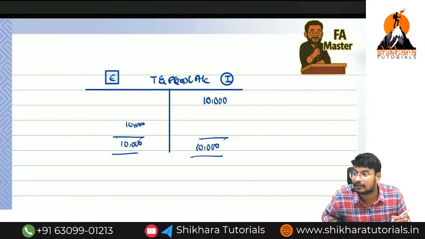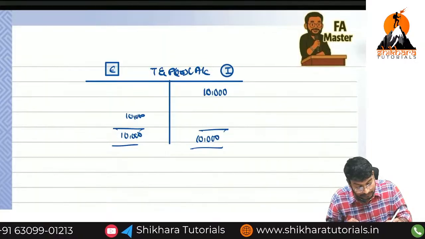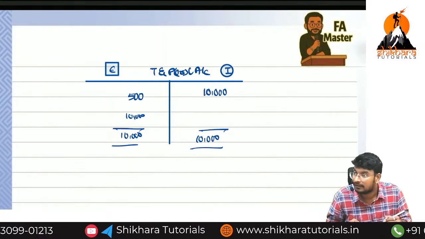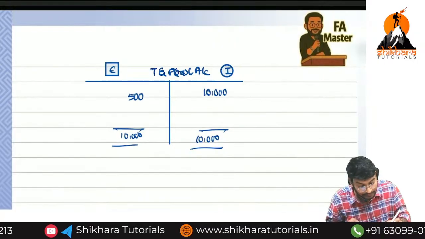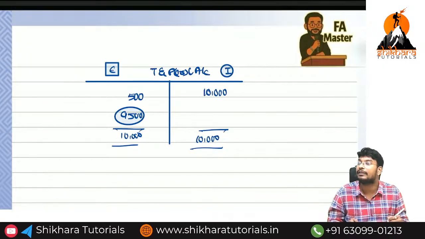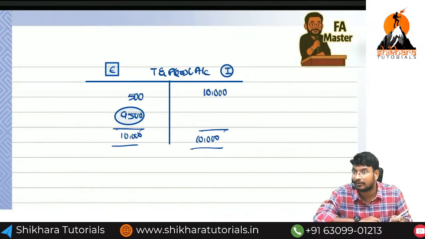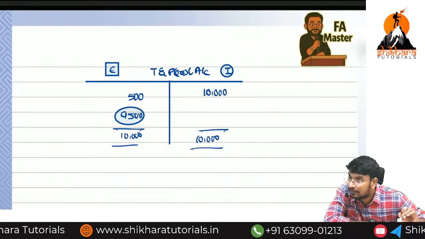You need to record the 500. That is called an expense, a loss. Loss will be recorded on which side? Debit side. So now you will get the correct profit. How much profit? 9,500. For that reason, we need to record the cash discount in the books of account, and no need to record the trade discount in the books of account. Are you getting the point or not?